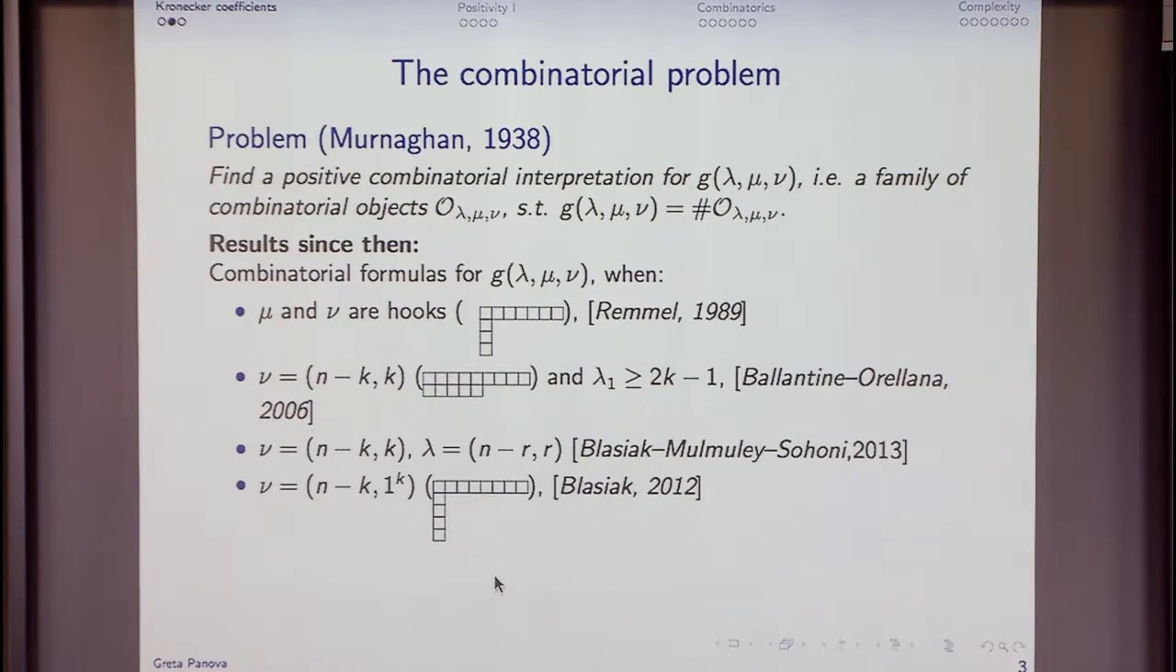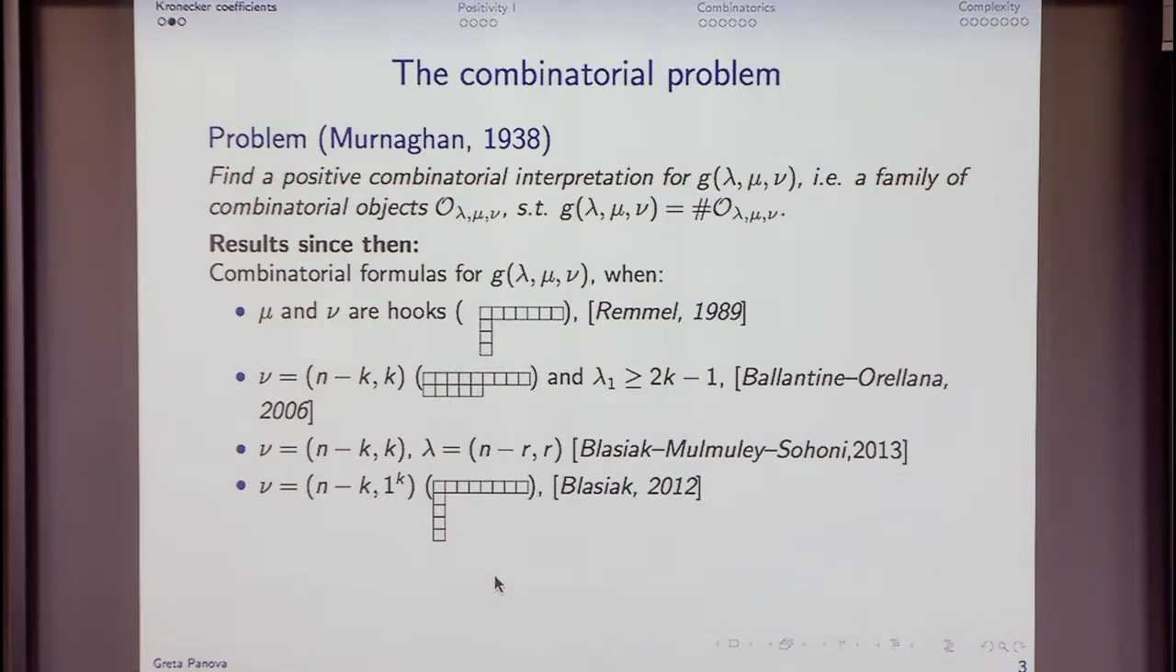And in terms of combinatorics, what is known in terms of this question? Well, the first results came like 50 years after Murnaghan posed the question. These are special cases when two of the partitions are hooks. Then later, we had a result when one of the partitions has two rows, or only two parts. But there are very serious restrictions, for example on the size of the first part of one of the other partitions.